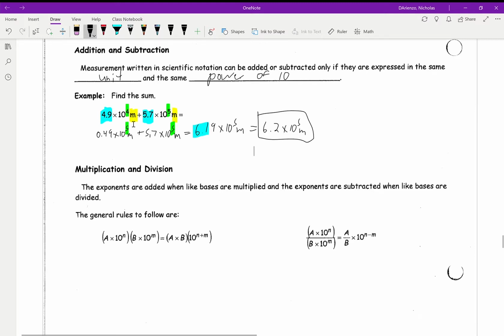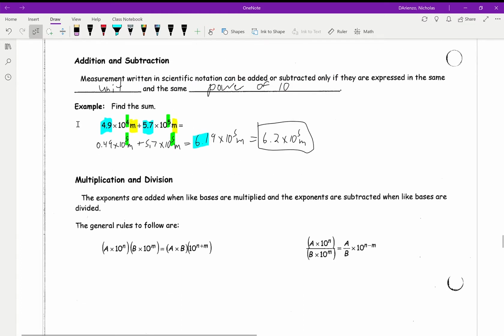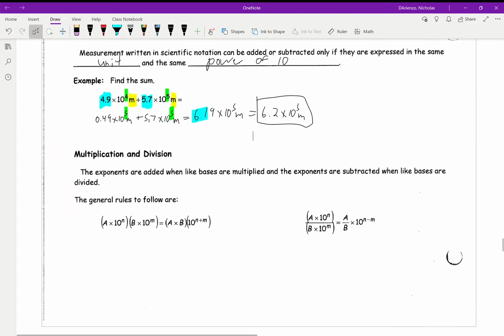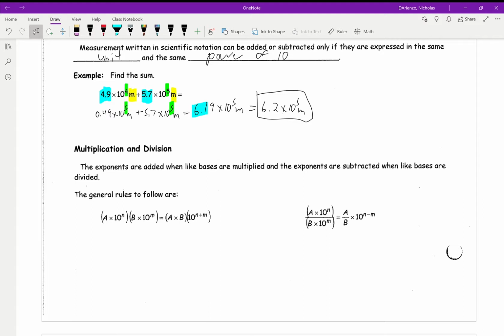When we multiply and divide, we're going to follow two different rules here for multiplication and division, but both very similar to each other. If we compare two numbers and we want to multiply them together, we're going to add their exponents together, and we'll subtract their exponents from each other when like bases are divided. So the general rules and the general forms here are listed, and I'll do an example for each one of these.